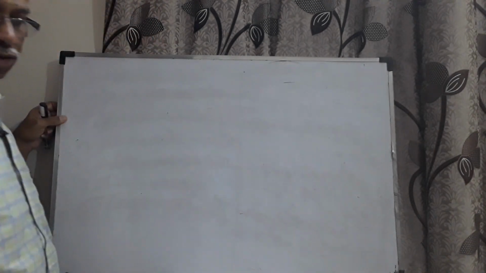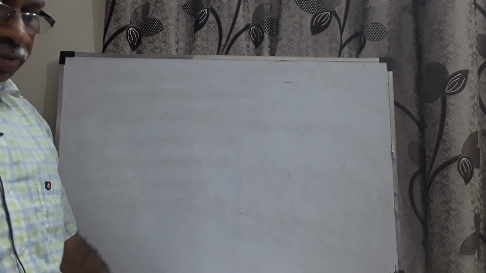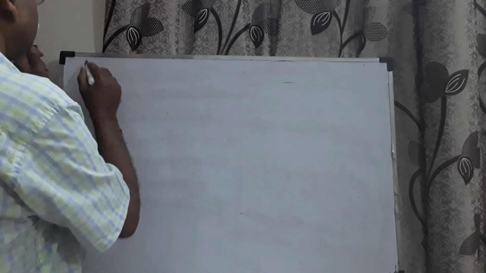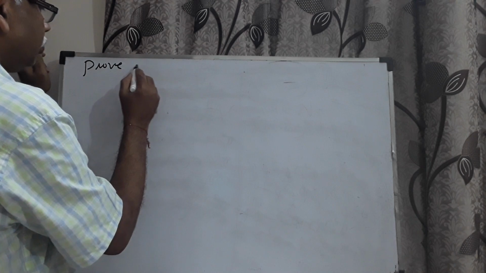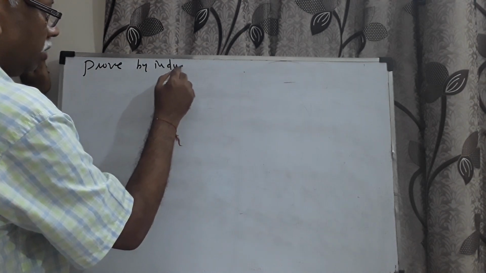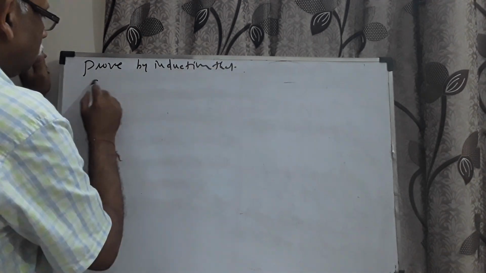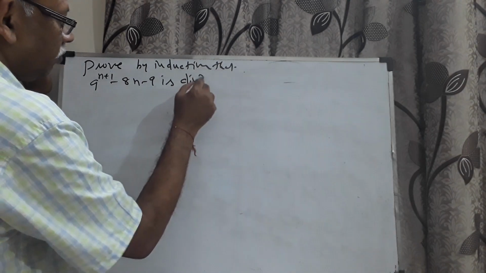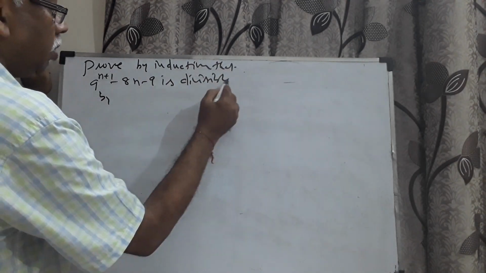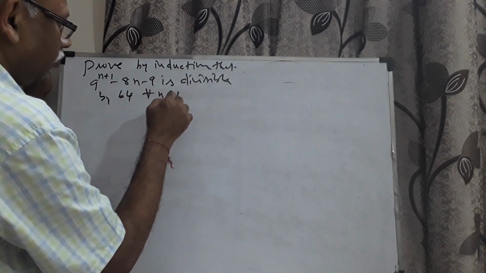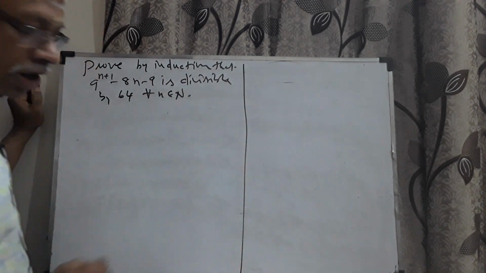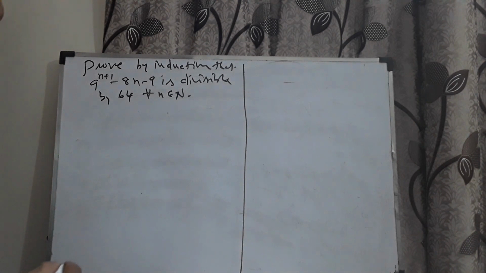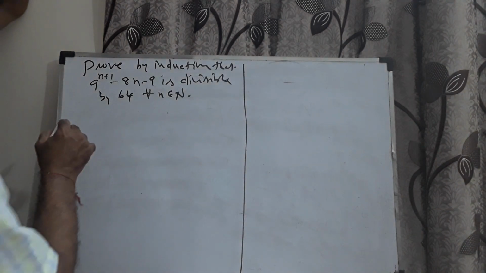Principle of mathematical induction. Let me just take a simple example. It's not a difficult one. Just see here. Prove by induction, PMI, principle of mathematical induction. Prove by induction that 9 power n plus 1 minus 8n minus 9 is divisible by 64 for every n element of N, for every natural number n. Divisible by 64, multiple of 64, anyway you can interpret.